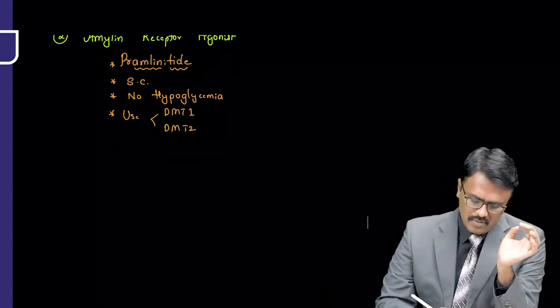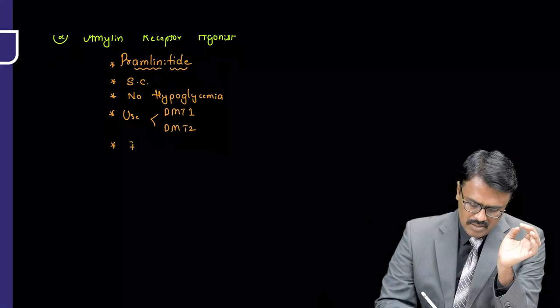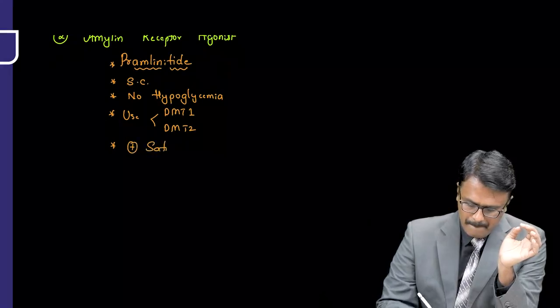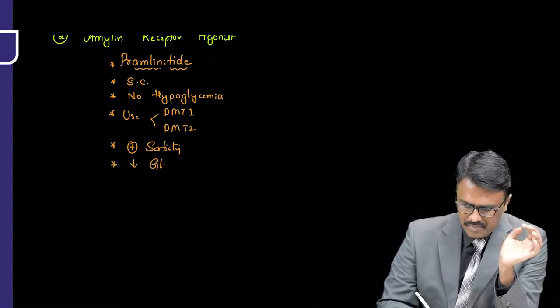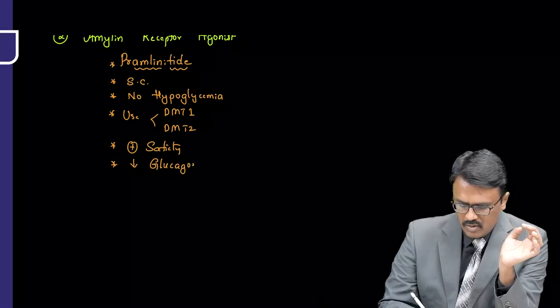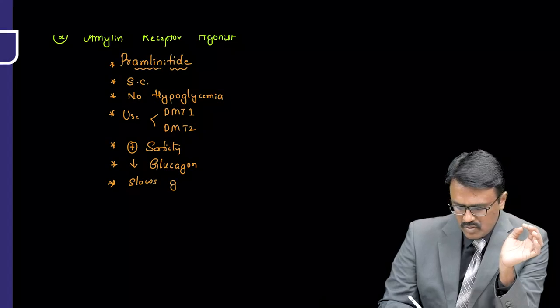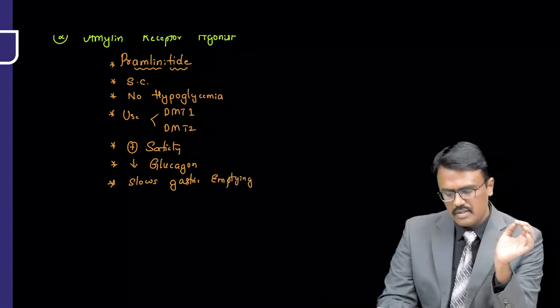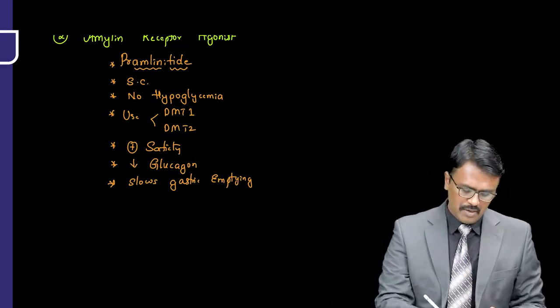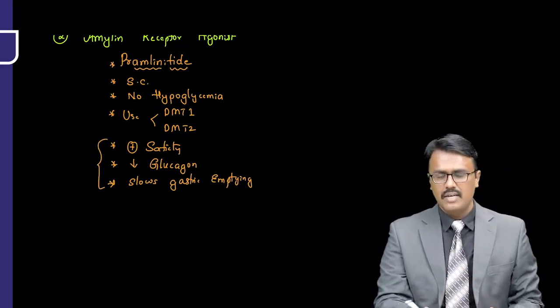Right. Now, what does it do? It stimulates satiety and decreases glucagon, and slows gastric emptying. These are seen with amylin. So when we use pramlintide, these are seen for us.